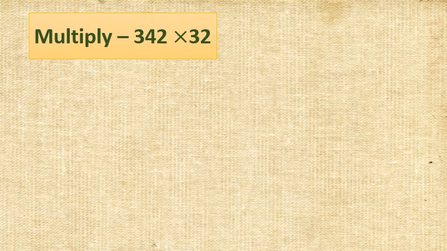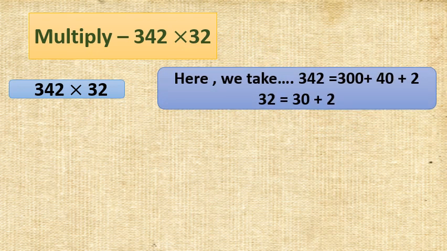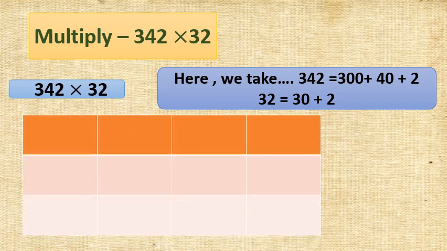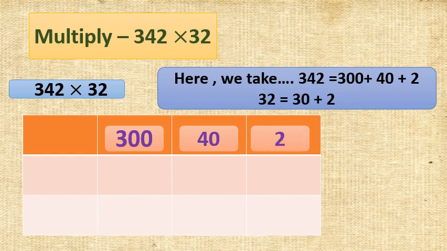Multiply 342 by 32. Here also we are going to multiply a 3-digit number by a 2-digit number, correct? Now we will write these two numbers in their expanded form. That is, 342 is equal to 300 plus 40 plus 2. And 32 is equal to 30 plus 2. So we will make a table and we will write here 300, here 40, here 2. Here the multiplication sign, and again here 30 and 2, isn't it?